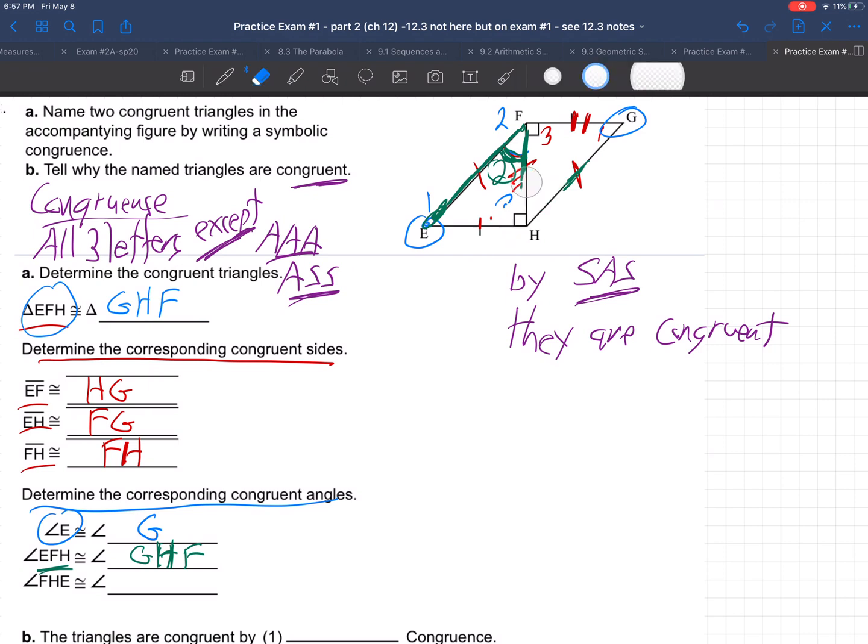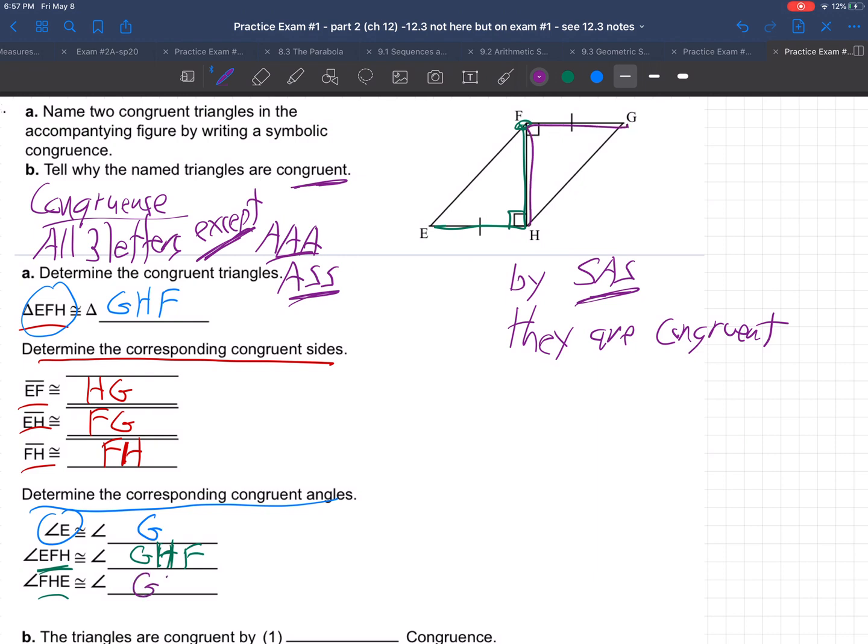They're clearly equal. And then lastly, running out of space and markings here. FHE, well, that's the 90. That's got to be the same as GFH. That's the 90. GFH, or you could say HFG. And on this one, or you could say FHG. With an angle, it just matters who's in the middle.